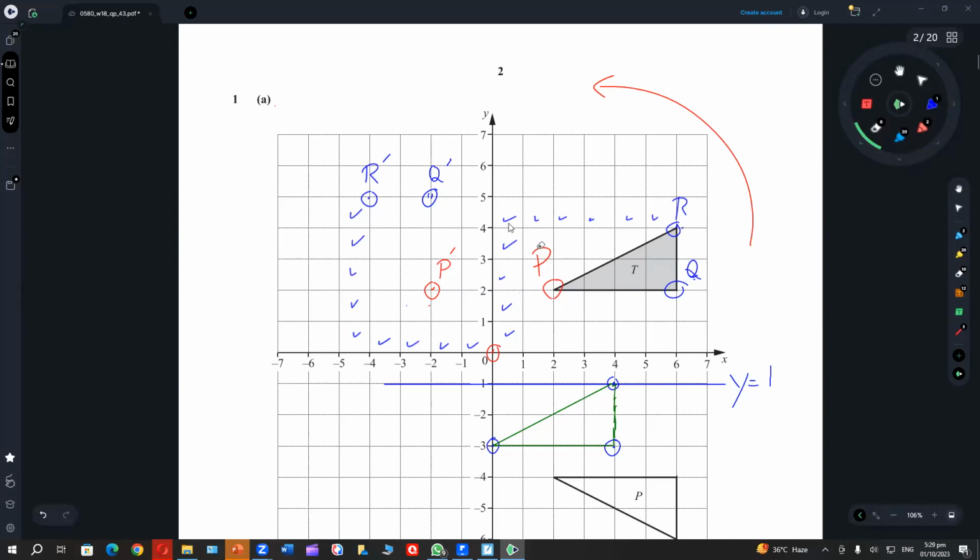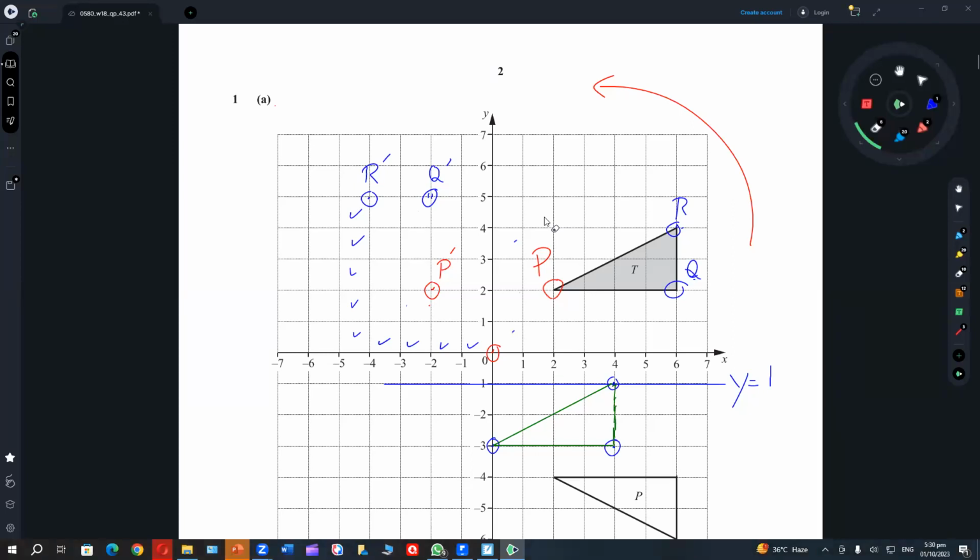I think it's wrong. I think the two above points, R prime and Q prime, should be at 6 instead of 5. Achha. Yes. Just a minute. How come? Because this is only 3 boxes. You're right, because the PQ side is 4 units.